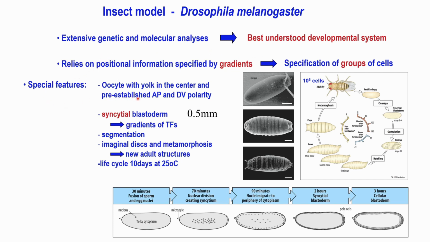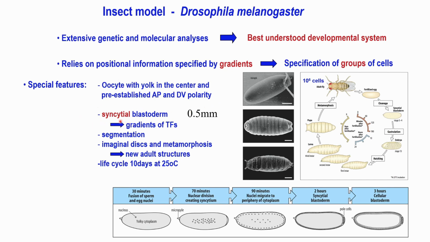Special features: an oocyte with yolk in the center that has a pre-established anterior, posterior, and dorsal ventral polarity. So these are already set up in the egg before it's fertilized. One of the things I would say is pretty cool is that it's a large egg considering the size of the insect. The egg is about 0.5 millimeter and can be seen with the naked eye actually, even though we use a microscope to manipulate it.